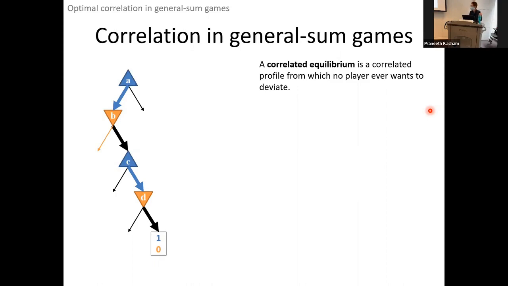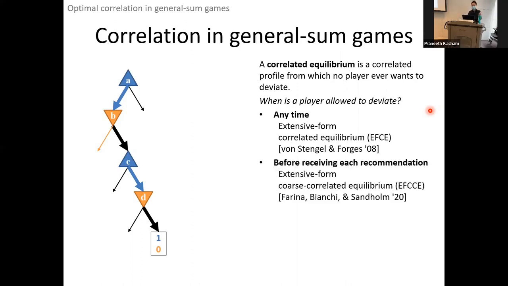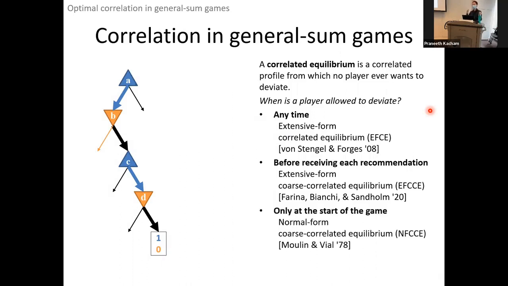Yes. Okay. So when is a player allowed to deviate? If the player is allowed to deviate at any time, we get the strictest notion of equilibrium that we will be looking at here, which is an extensive form correlated equilibrium. If the players are allowed to deviate before receiving a recommendation, but once they receive a recommendation, they are bound to play it, this is a so-called extensive form coarse correlated equilibrium. And if the players are only allowed to deviate at the start of the game, this is a so-called normal form coarse correlated equilibrium. So now we've defined three notions of equilibrium.